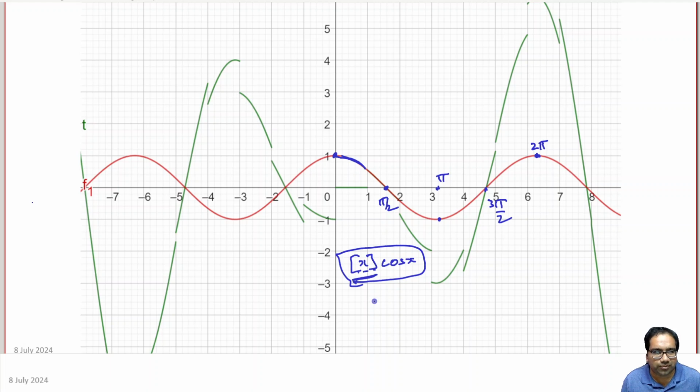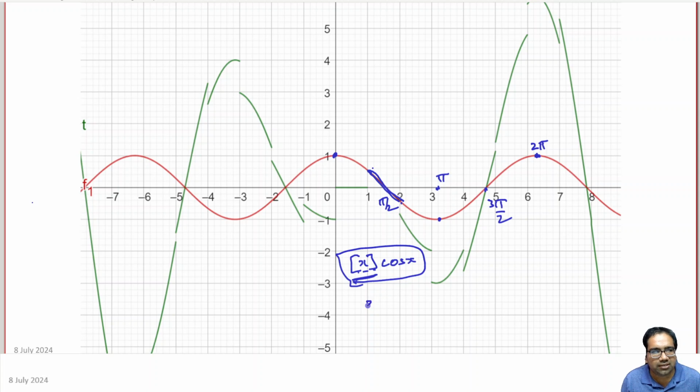Now, between 1 and 2, greatest integer function of x is actually 1. So, 1 into cos x. So, the graph will coincide like this between 1 and 2. The green and red are coinciding. That is this part. Between 1 and 2 is this graph.